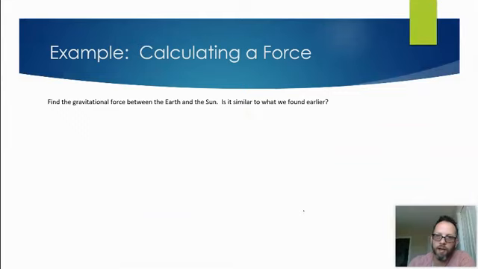We're going to find the gravitational force between the Earth and the Sun. And hopefully we get something similar to what we got earlier, but using Newton's law of gravitation. So Fg equals G times the mass 1. I might just use ms for the mass of the Sun times the mass of the Earth divided by r squared.